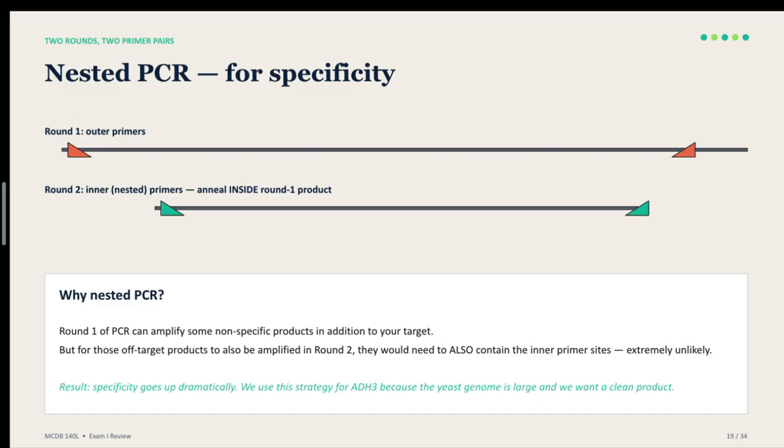Okay, awesome. Now let's look at nested PCR for specificity. Nested PCR is basically you make a rough cut and then you make a precise cut. If you're trying to find a specific paragraph in a book, it might be helpful to first identify the page that paragraph is on, and then make cuts to identify the paragraph itself. So the idea of round one is you have outer primers and a really big amplicon.